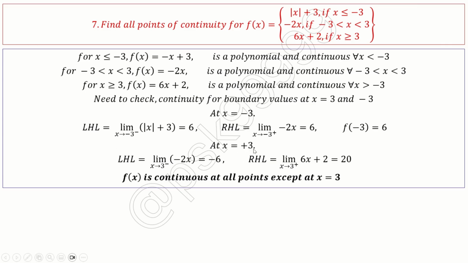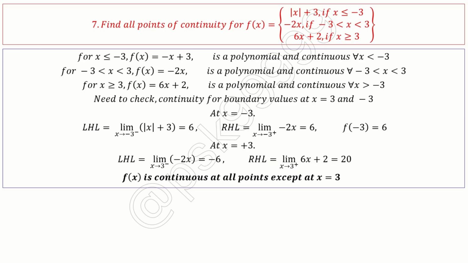But at x equal to plus 3, okay? Now the limit as x tends to 3 minus, so 3 slightly less than 3. This is the equation we'll take, minus 2x, okay? Now LHL is minus 6. RHL is the limit as x tends to 3 plus, so I have to take this definition, 6x plus 2. If I substitute 3, it will become 20. So LHL is not equal to RHL. So at x equal to 3, it is discontinuous, okay? So f of x is continuous for all points except at x equal to 3. Hope you understand this one. This is how you will solve all the continuity problems.